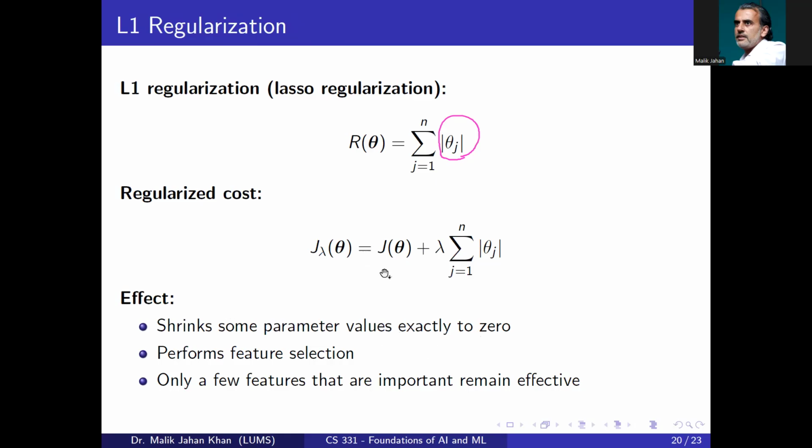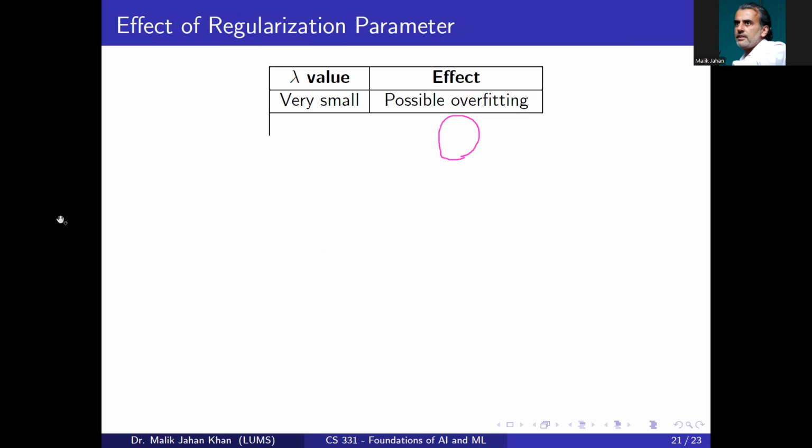So it shrinks some parameter values exactly to zero. What does that mean? When we are talking about the absolute value, some of the parameter values can become zero, and that means we are essentially performing feature selection. Some features will contribute to the decision, and some features will be neglected because their parameter values will be exactly zero. So theta times that particular feature goes to zero, and it is completely neglected. Only a few important features remain effective in this kind of regularization scheme.